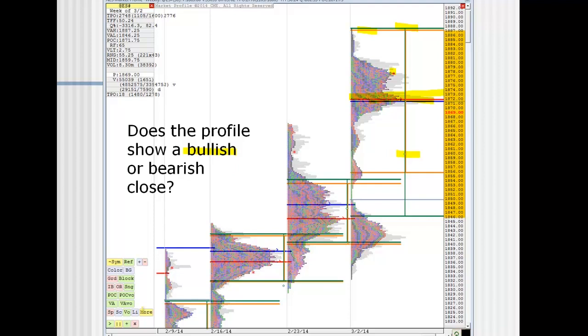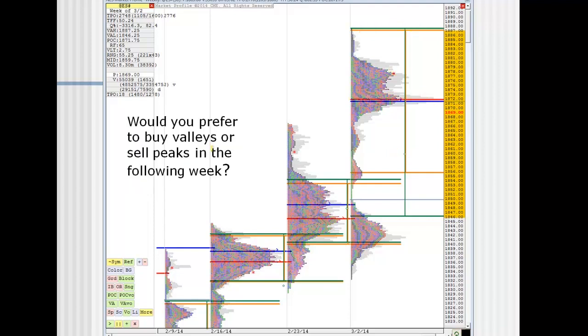Bullish close. Now, would you prefer to buy valleys or sell peaks in the following week? Based on the sentiment that you've detected and the trend in the market, your answer should be, I would like to be a buyer of valleys, meaning anytime price drops to these types of areas, I would be thinking about buying. Again, here would be another one. Certainly if the market ever came back to visit this area, this is what I would like to be buying rather than selling the peaks, because of the strong bullish sentiment in the market.